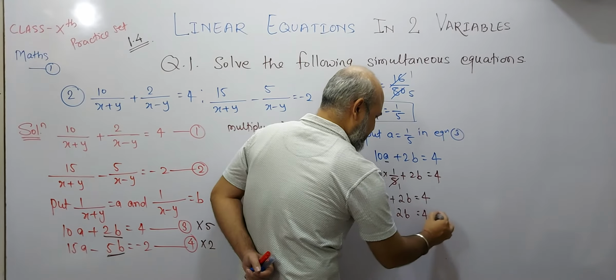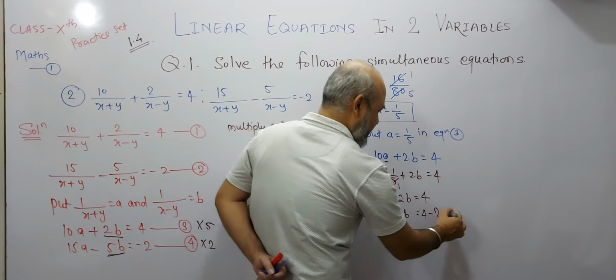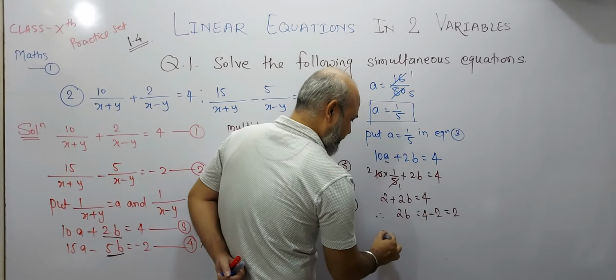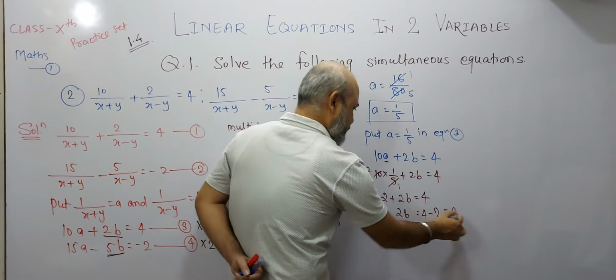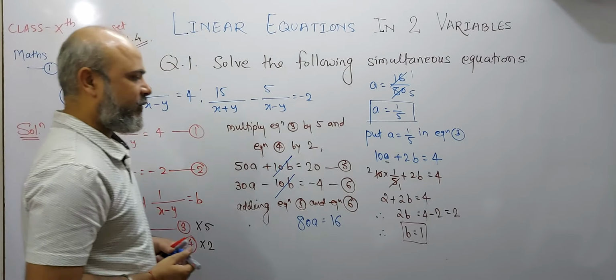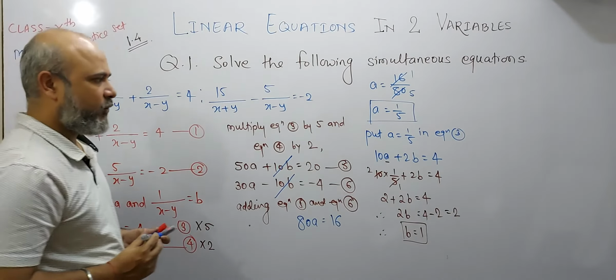4. We transfer, this becomes minus 2. So 4 minus 2 is 2. So what will be the value of b? So b is equal to 1. Because 2b is equal to 2, so what will be the value of b? So value of b is equal to 1.